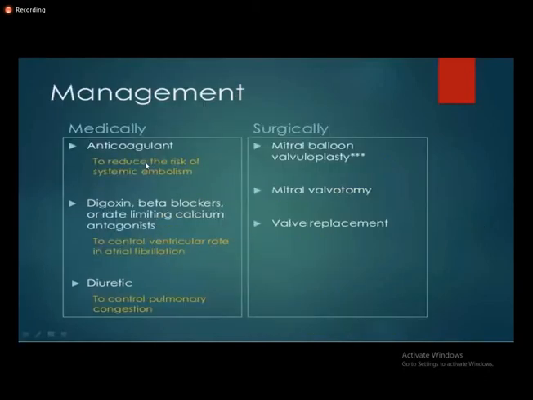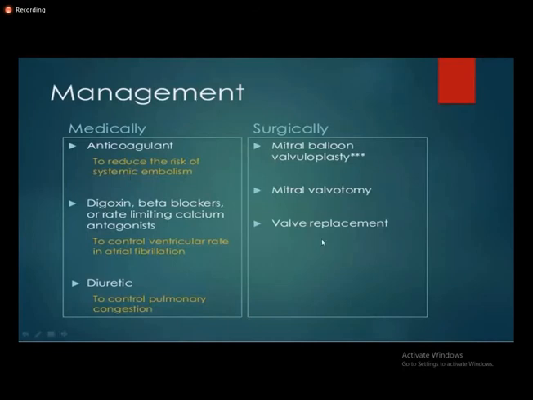The important thing is that when a patient comes to you with MS with shortness of breath and palpitations, you have to give rate reducing agents like beta blockers or calcium blockers to control the ventricular rate, and diuretics, which increase the release of water in the form of urine to decrease pulmonary congestion. And if the patient is in atrial fibrillation, you have to use an anticoagulant.